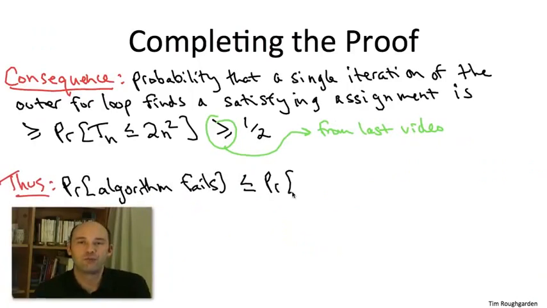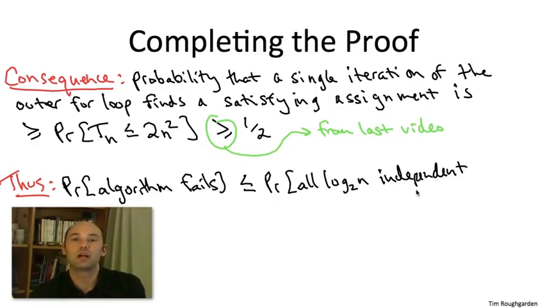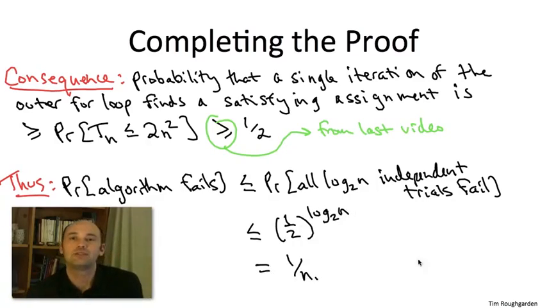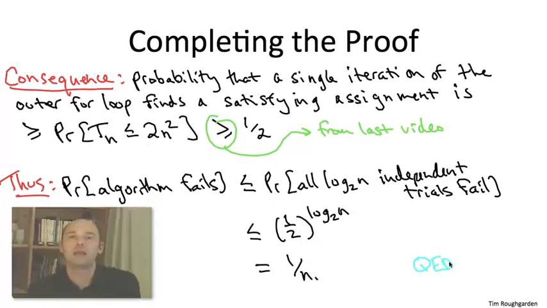And now we're home free. The probability that a given iteration of the outer for loop fails is at most 1/2. The probability that each of the log base 2 of n iterations of the outer for loop fail is then at most 1/2 raised to the log base 2 of n, also known as 1 over n. So the overall success probability of the algorithm is at least 1 minus 1 over n as claimed.